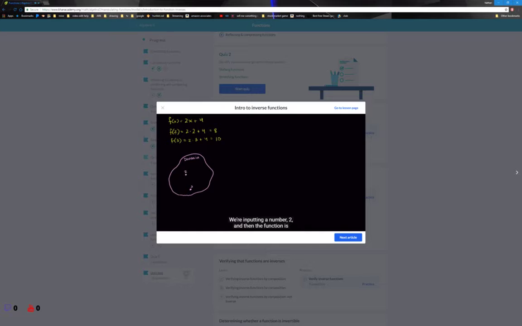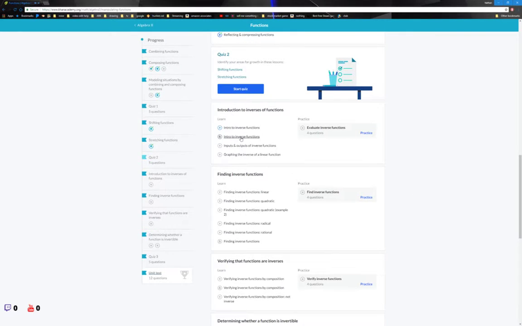Now, when you apply the function, let's think about what it means to take f of 2. We're inputting the number 2, and then the function is outputting the number 8. It is mapping us from 2 to 8. So let's make another set here of all of the possible values that my function can take on.